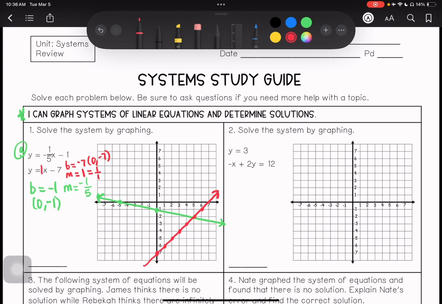And once I draw my line, I look at my point of intersection where they both cross, and that's at the ordered pair (5, -2). So my solution is (5, -2).